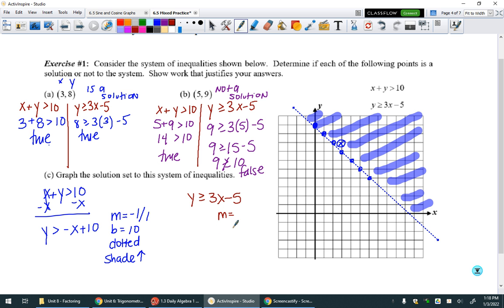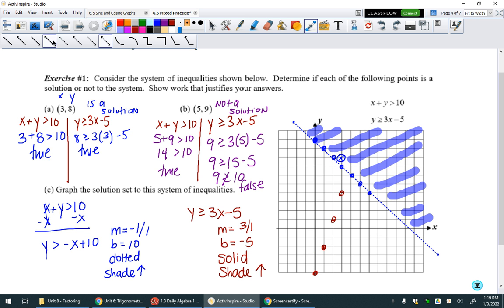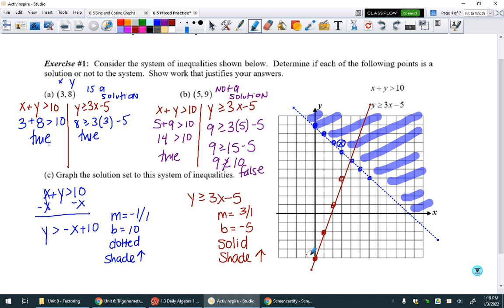Correct. All right, for the second equation, this one's already done for you. Look at that. Alex, y-intercept and slope. Solid or dotted? Good. And I'm shading up. Good. So negative 5, 1, 2, 3, 4, 5. Positive 3 over 1, and so on and so forth. Shaded up, and it's a solid line. And I'm shading up.